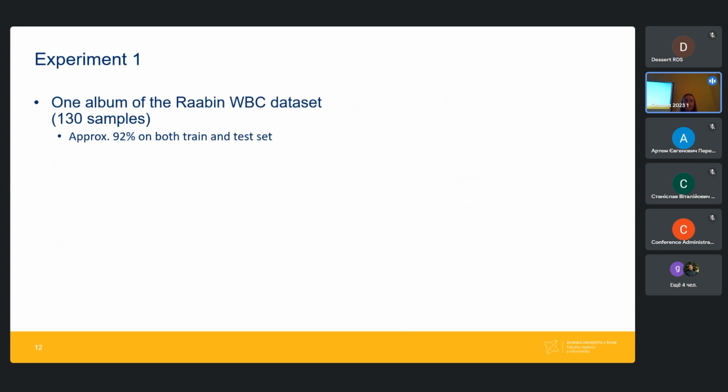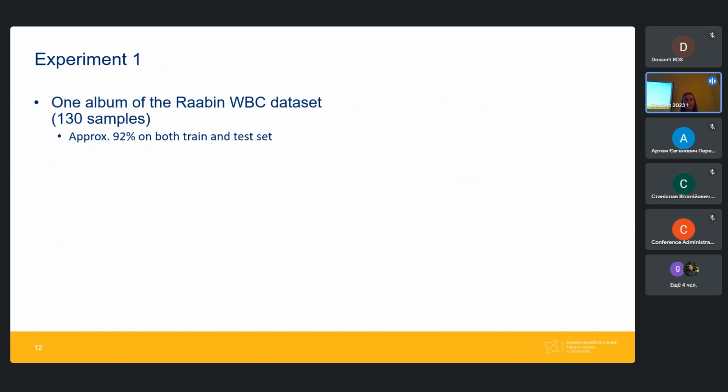Two experiments were held to make the solution run and to test it. The first experiment was just taking one album of the Rabin WBC dataset, which was approximately, okay, I don't know why, but none of the images are showing in the presentation, or at least I don't see any. But that's okay, I can just talk about it. There were actually graphs to support the text.